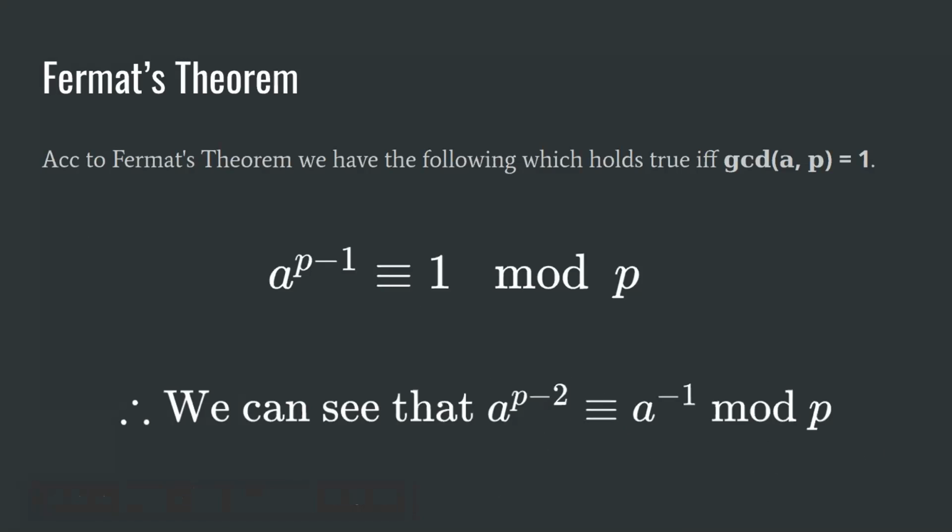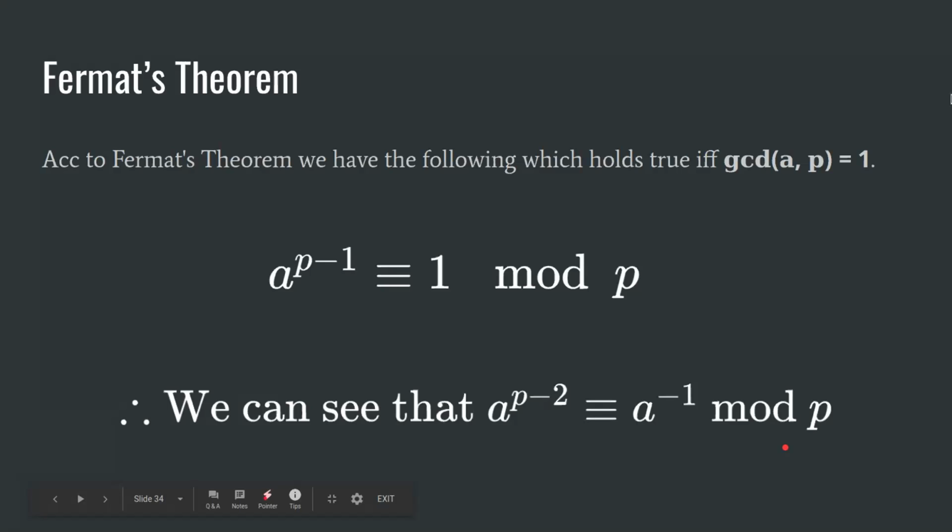So if you express a to the power p minus 1 as a into a to the power p minus 2, and relate both these equations: a into a inverse corresponds to 1 mod p, and the equation which Fermat gave, a into a to the power p minus 2 is equal to 1 mod p. So we can check that a inverse is equivalent to a to the power p minus 2. We wanted a to the power p minus 2 only. So yeah, I got it.